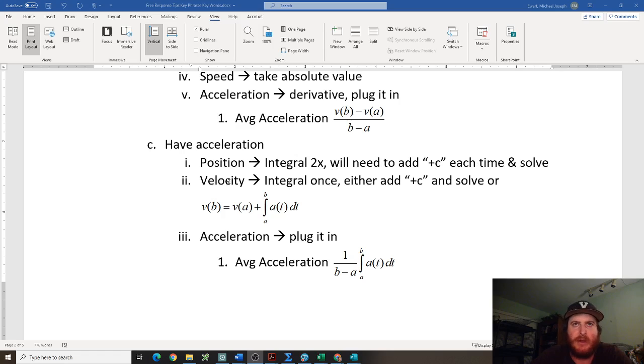If they ask you for the velocity, and they just give you one endpoint, then you take the integral once and add c. Or you do v of b. If they give you two endpoints, then you do v of b equals v of a plus the integral from a to b. We're going to go over a lot of this stuff, so if it's overwhelming right now, just bear with me. And then if they want acceleration, you plug it in, or you do the average formula.